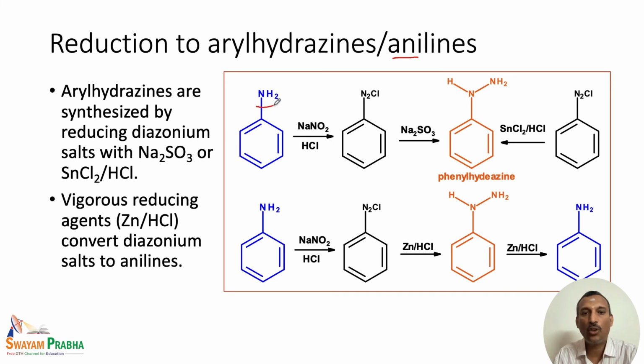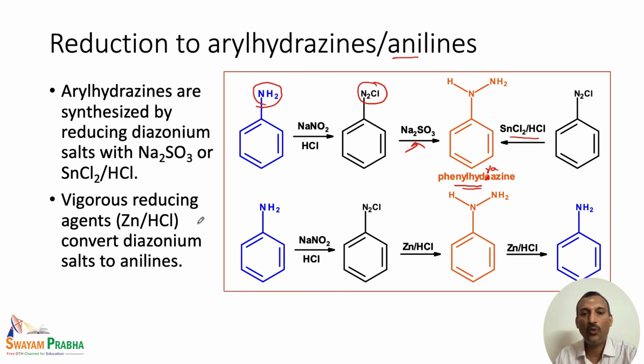So the amino compound can be converted to the corresponding diazonium salt. This is, we know, the standard process. Once the diazo derivative is formed, it is treated with Na2SO3 or SnCl2 and HCl. These are two different reducing agents which can be used. Depending on the reducing agent used, we can end up with the corresponding phenyl hydrazine derivative. So the phenyl hydrazine derivative can be formed by the reduction of the corresponding diazonium salt.